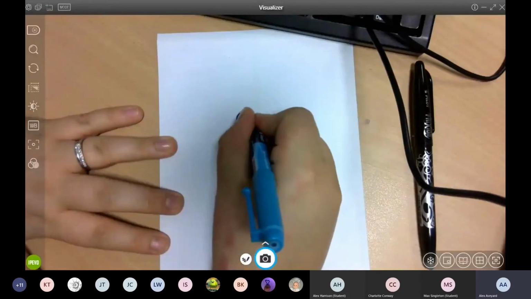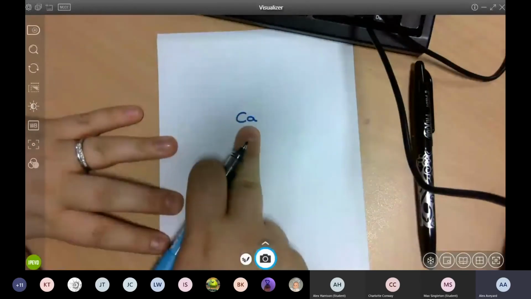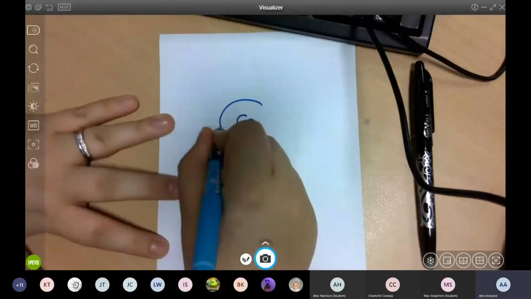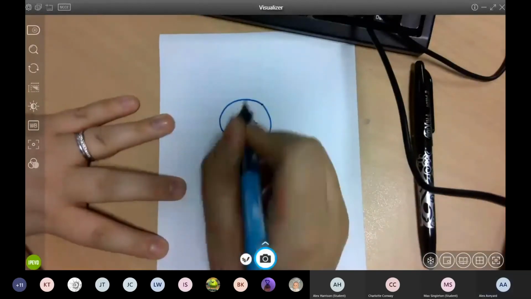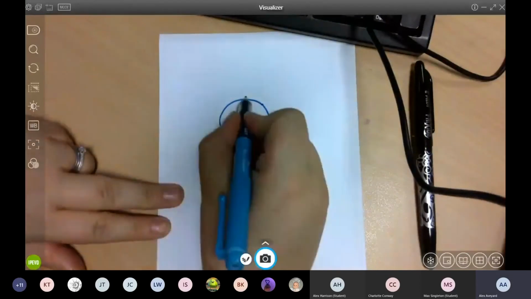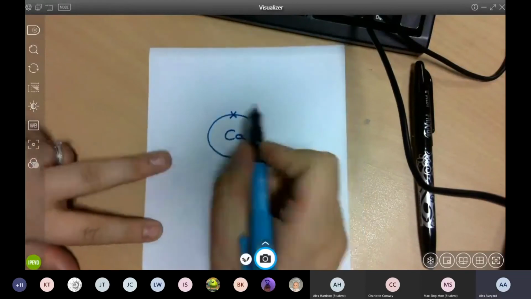We put the symbol for calcium, which is Ca. Remember, it's a capital letter and then a small letter. You then, around the outside, draw the first shell. On the first shell, we can only fit 2 electrons. So we draw the first 2, 1 and 2. We then draw the next shell.